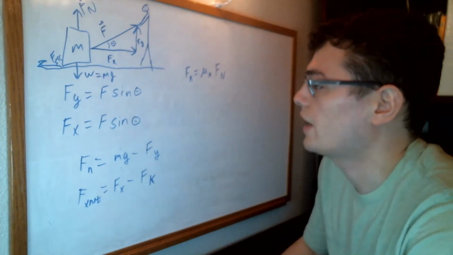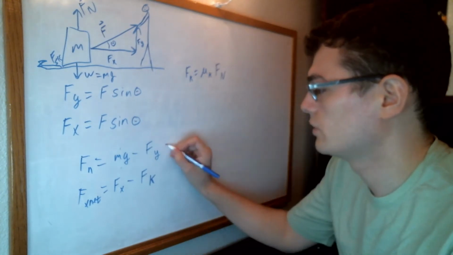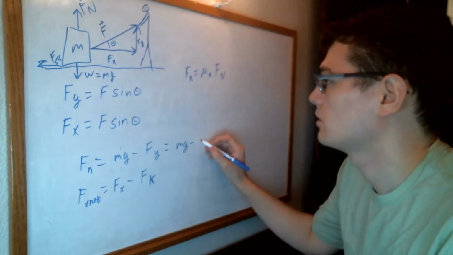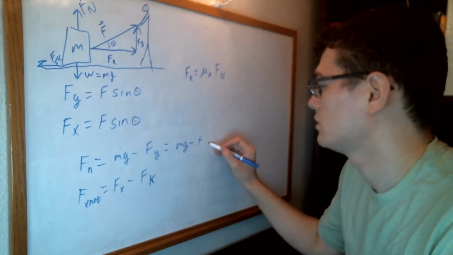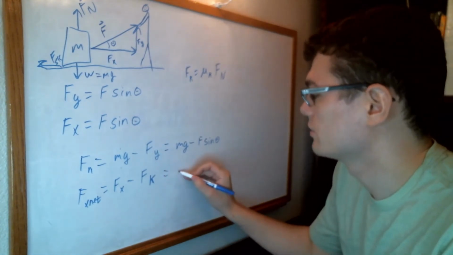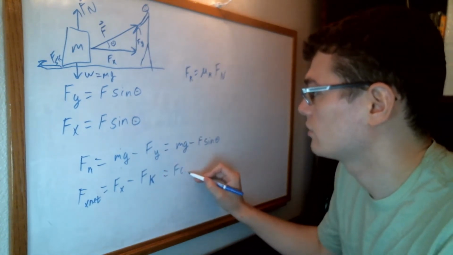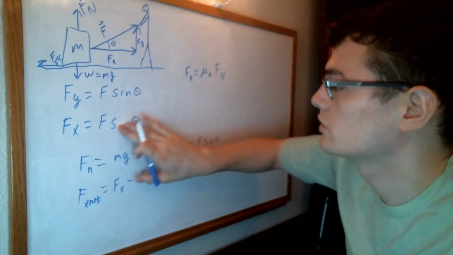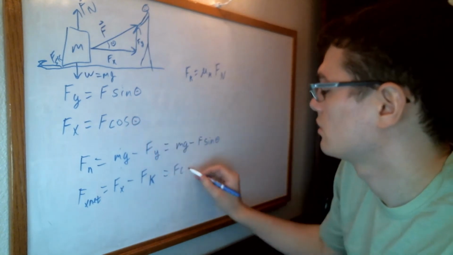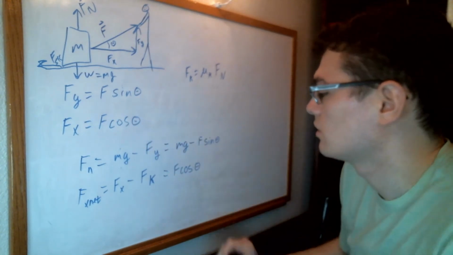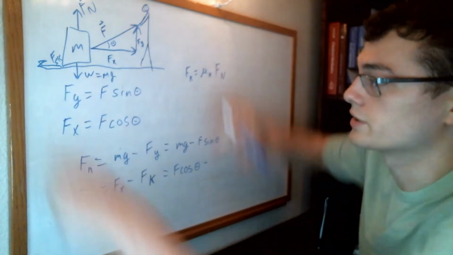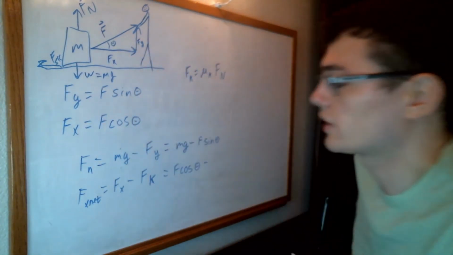Okay, so we have a lot of the stuff that we already need. We can rewrite this as mg minus f sine theta, and this is going to be f, oh, I have made an oopsie. This should be cosine theta. Okay, and then this is going to be minus, because they're pulling in opposite directions. We'll assume that this is the positive x-axis.